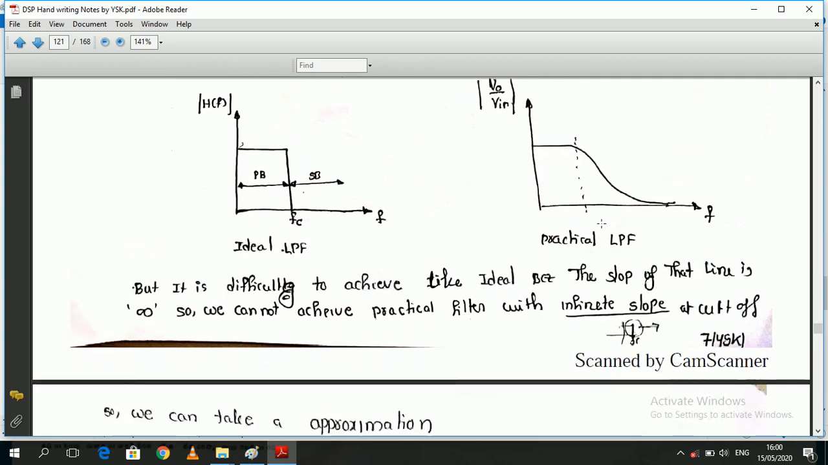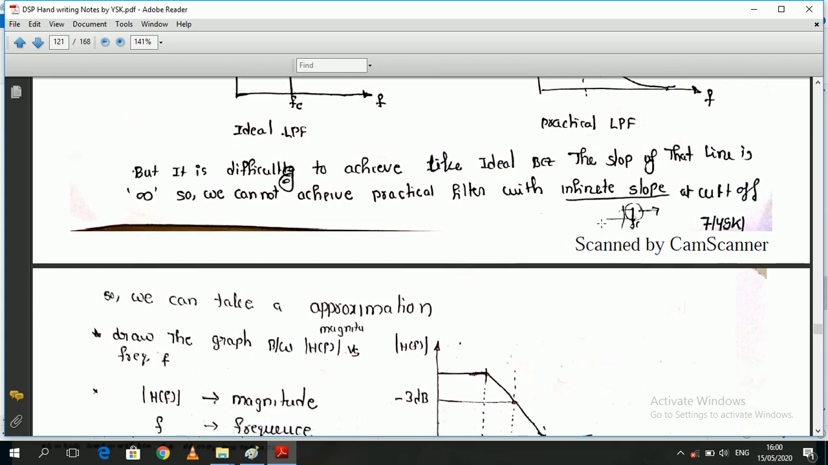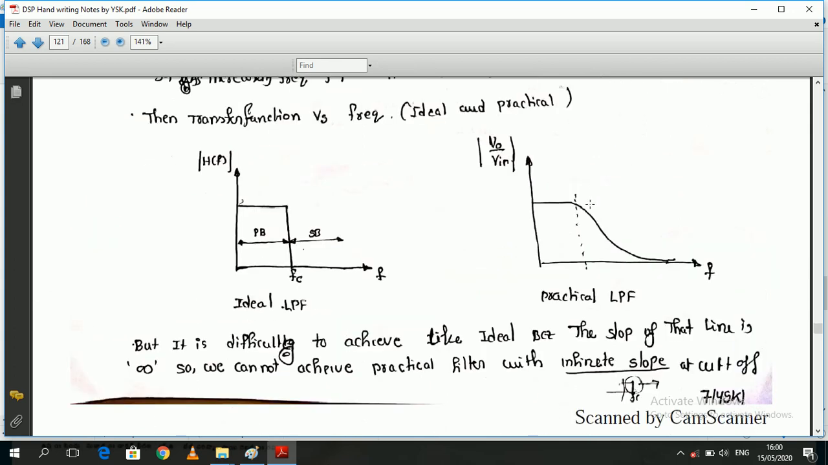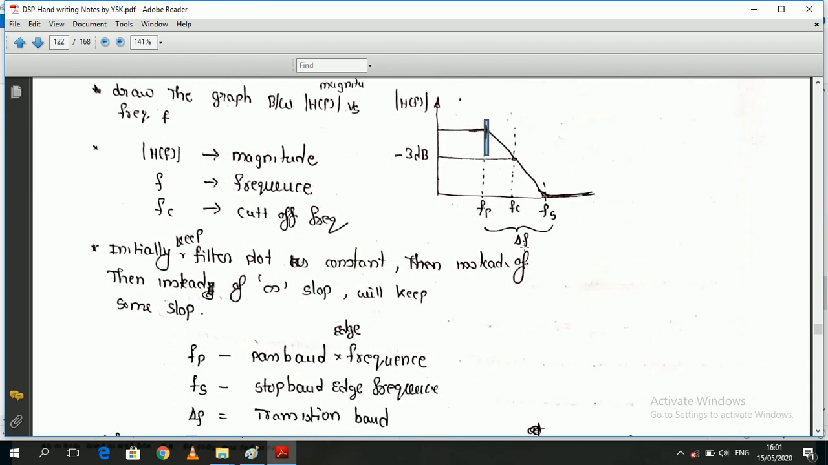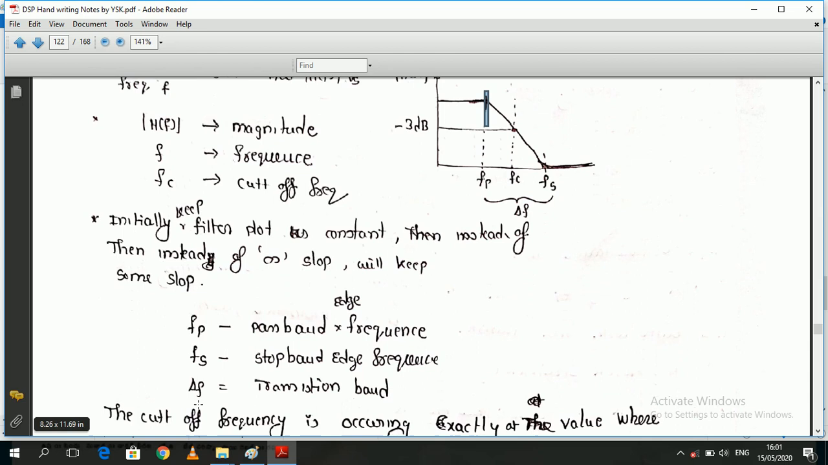So we cannot achieve such ideal characteristics. But our job is to try to approach ideal characteristics. Draw the graph between H of f and frequency. So this is the graph. This frequency is called the pass band edge frequency. This is called the stop band edge frequency. And you know very well the cutoff frequency. Initially keep the filter plot constant. Instead of infinite slope, we will keep some slope. Where fp is equal to pass band edge frequency, and fs is equal to stop band edge frequency. This is called the stop band.